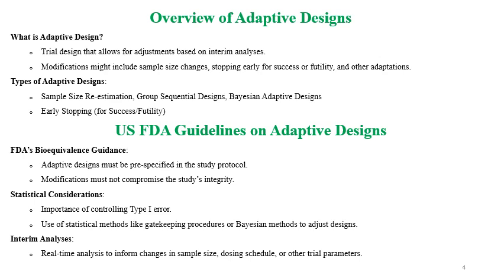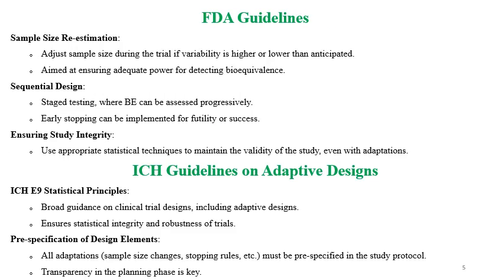So this is the overview of the adaptive design. You can do some changes in sample size, in group sequence, and the other designs you can change. And based on your interim results, these pre-specified changes can be done without compromising the integrity of the study. FDA guidelines are there for sample size re-estimation, sequential design, ensuring study integrity.